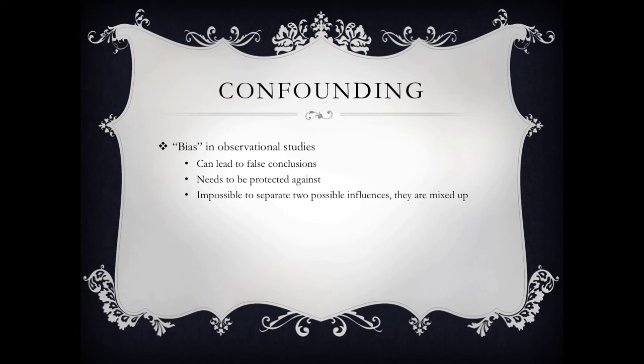If an observational study is confounding, it's impossible to separate the two possible influences. They're mixed up. That's what confounding means, is mixed up. So if you're looking at an observational study and you can't determine which might be the cause, that would be confounding, where there's another influence that you're not studying that could be causing the results.